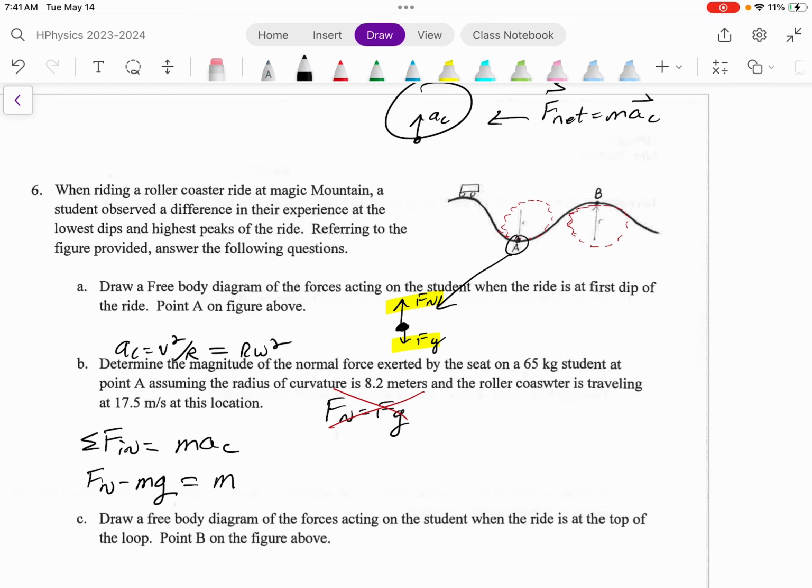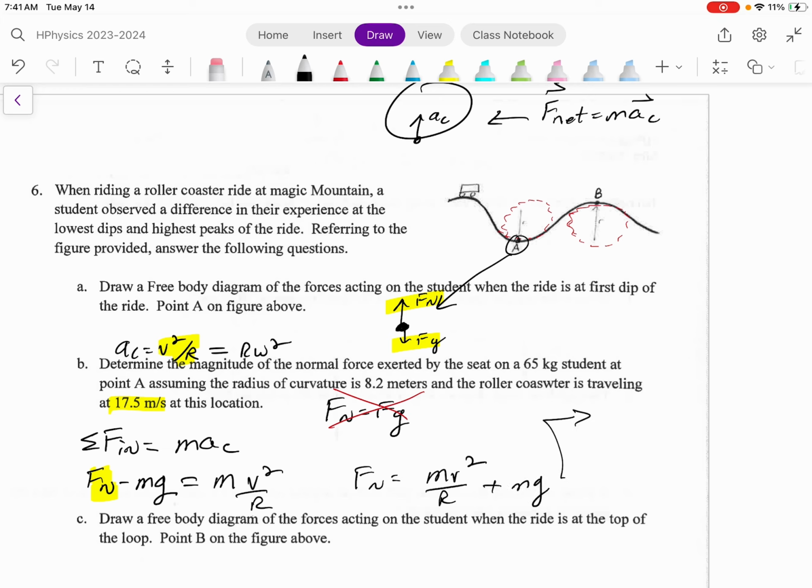or r omega squared. Well, what did they give us? They gave us a linear speed. So we're going to use the linear definition of centripetal acceleration, so v squared over r. What have we been asked for? We've been told to find force normal. Now, there's only one unknown. I need to rearrange this equation to find force normal. So force normal is equal to mv squared over the radius of the circle, which is the radius of curvature of that dip, plus mg.